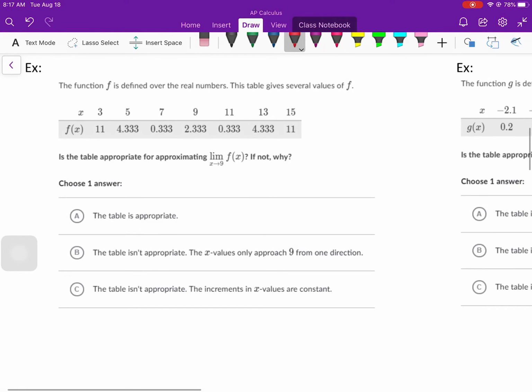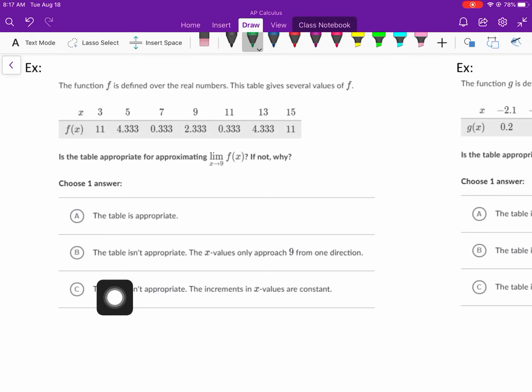Let's look at this one. Is the table appropriate for approximating the limit as x approaches 9? So look at this. This is jumping +2, +2, +2. It's not giving me those decimals. I want to be seeing something more like 8.999, 8.9, 8.5. We want to be seeing those numbers really close to 9 for the limit. And this is just jumping in steps, so we don't really know if this is really getting close to that value or not. So this table's not appropriate because it's doing those jumps.